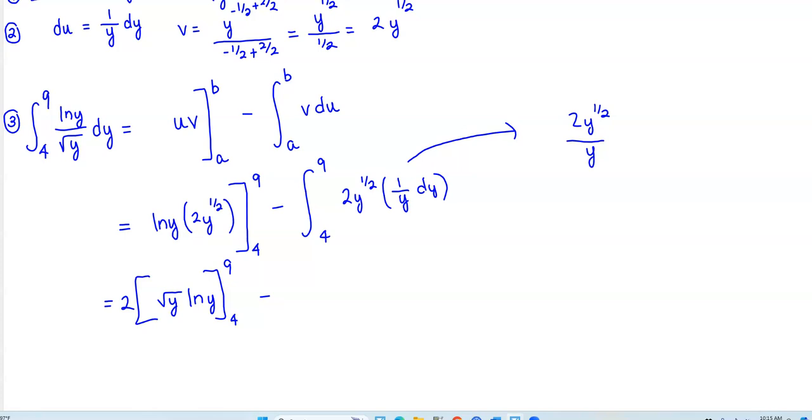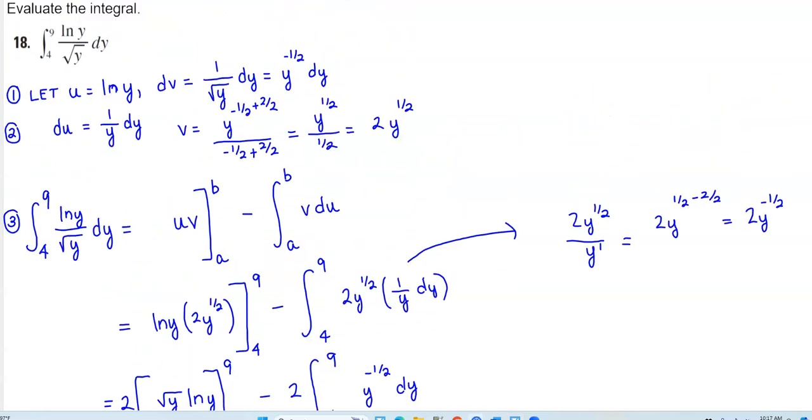over y. And so when you have the same base and you divide them, you subtract exponents. So that's going to be 1/2 minus 2 over 2, which is equal to 2y to the negative 1/2. So here we're going to integrate from 4 to 9, 2y to the negative 1/2 dy. And so we already know that the antiderivative of that we found up here, which is 2y to the 1/2.